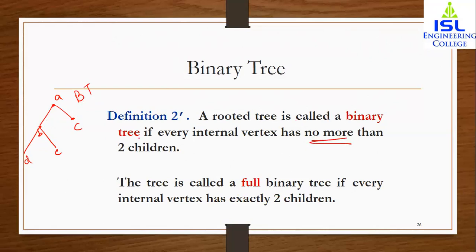This part is important. But because C does not have any children, it cannot be called a full binary tree. It is a binary tree but not a full binary tree. When will this tree become a full binary tree? When C also has children, F and G.